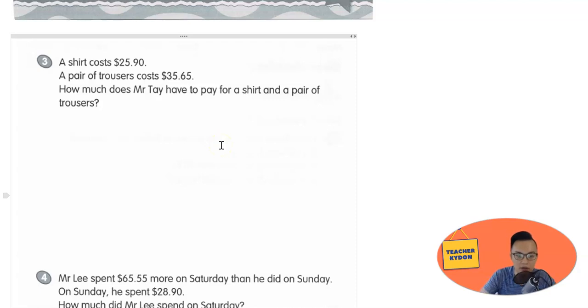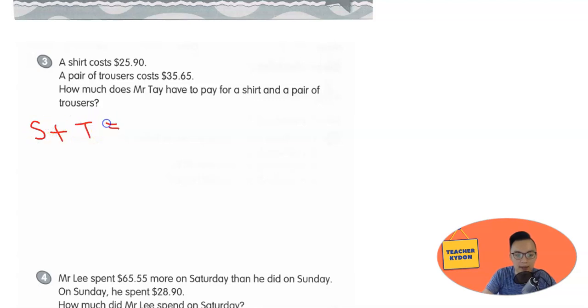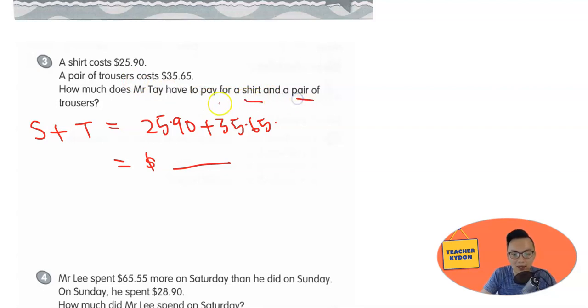A shirt costs $25.90. A pair of trousers costs this. So I want a shirt and a pair of trousers. So I need to find shirt plus trousers will be equals to $25.90 plus $35.65. So you work this out and remember your dollar sign over here, because 1 shirt and 1 pair of trousers, you need to add them up together.